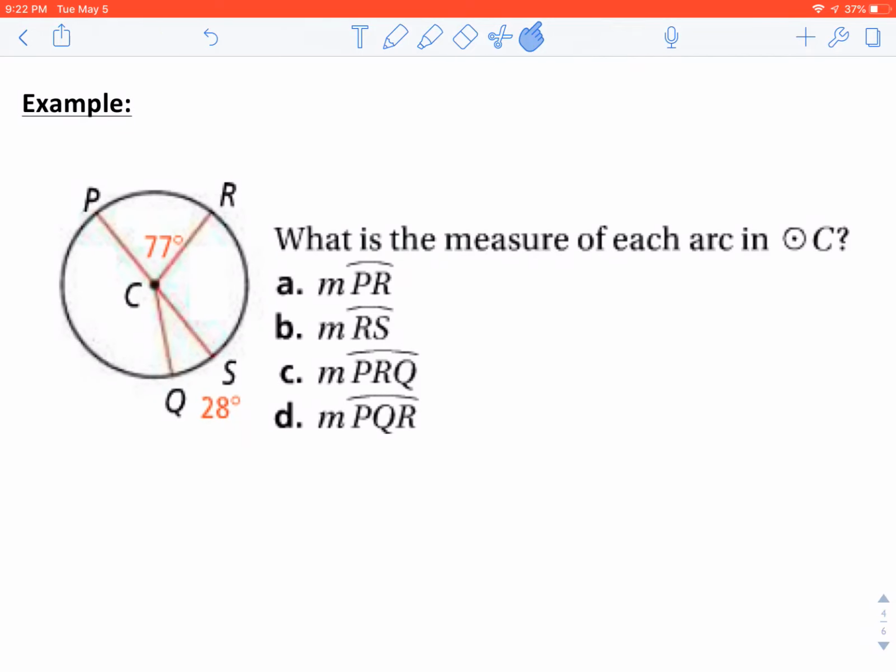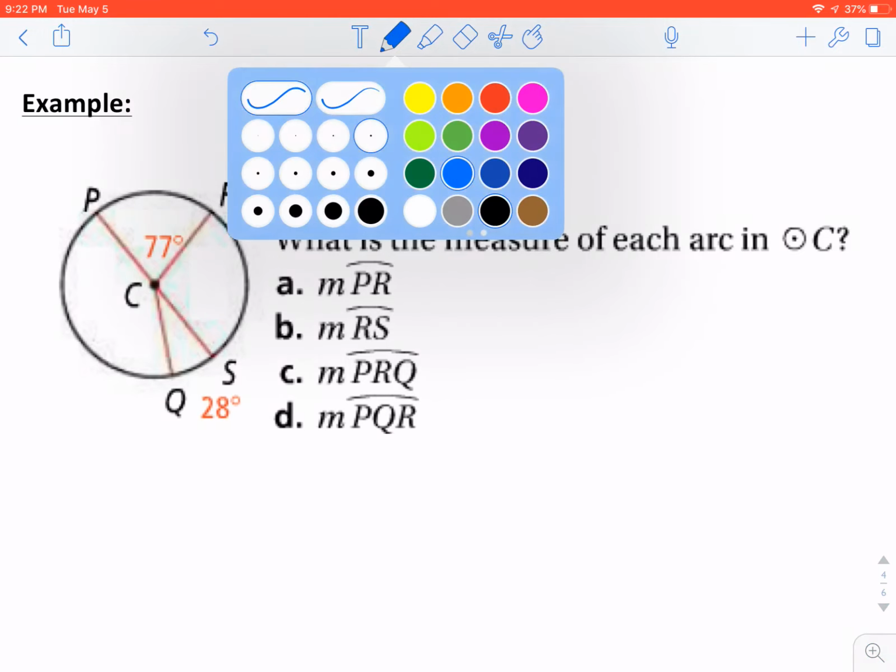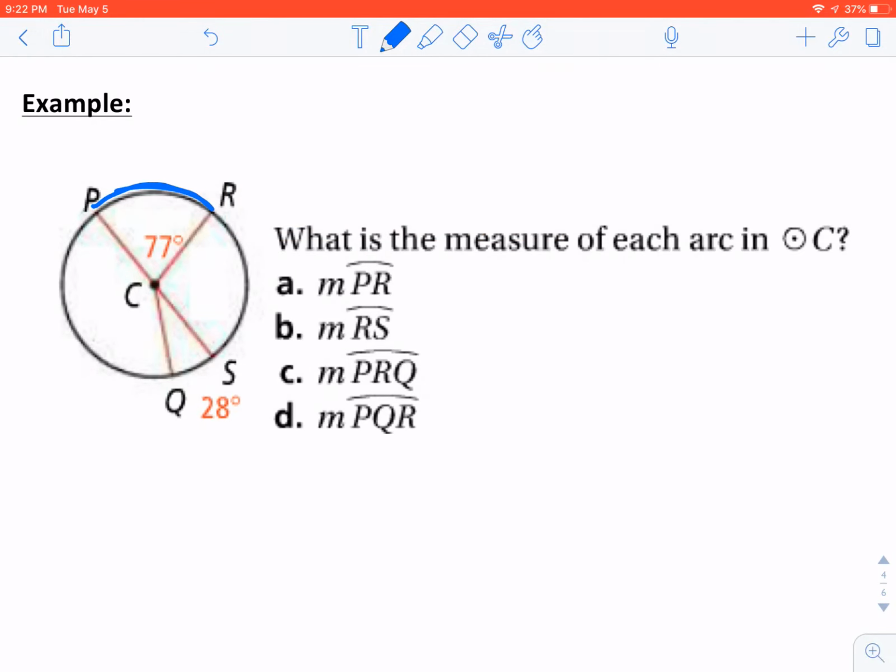All right, so right out of the gate, they want to know the length of PR, or I'm sorry, not the length, they want to know the measurement of arc PR. Well, again, the central angle is 77, so the measure of arc PR is 77 degrees. That's just the central angle, and the arc measurement are the exact same thing, okay?